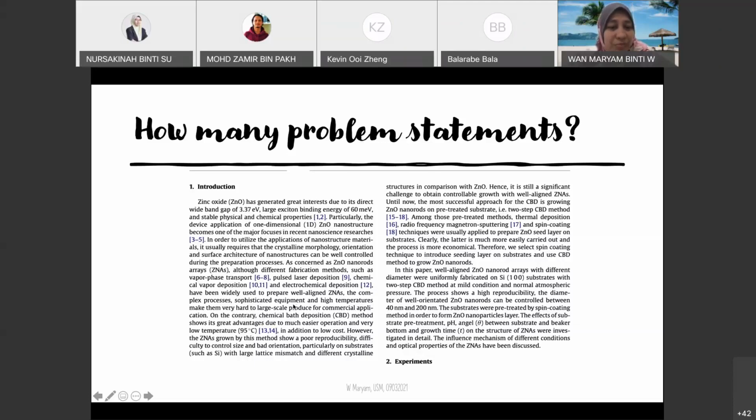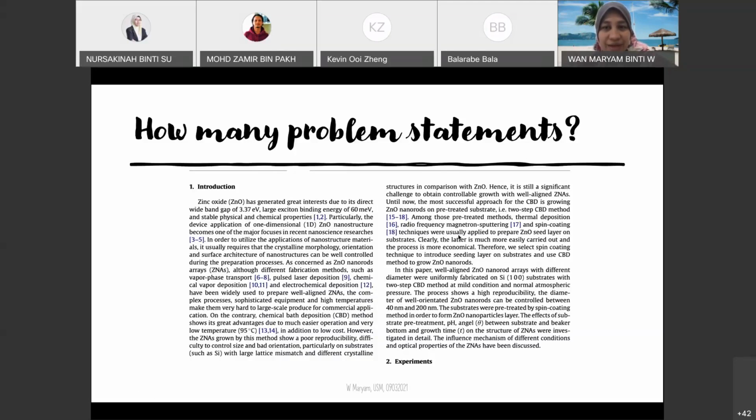The second problem is that when they go to a method of chemical bath deposition, they see a different problem, which is poor reproducibility, difficult to control size and everything. Okay, all these problems. So it's a challenge to obtain controllable growth. So you can already see this paper is trying to show that they have one method of overcoming this large scale production. Secondly, they have a better revised method of this chemical bath deposition that can overcome this issue of controllable growth. So they propose the most successful approach is blah, blah, blah.